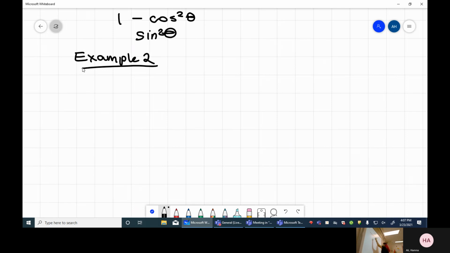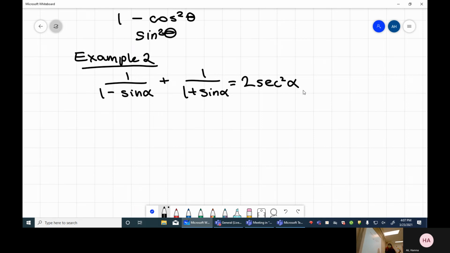So in this example, I have 1 over 1 minus sine of alpha plus 1 over 1 plus sine of alpha is equal to 2 secant squared alpha. Here, alpha is just another Greek letter. It's just like x or theta or u, just another variable. So the first thing I'm going to start off with is I don't like having these two separate terms in different denominators. So I'm going to start off by combining everything on the left-hand side.